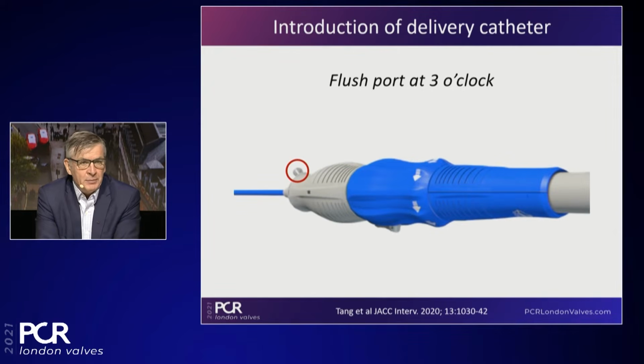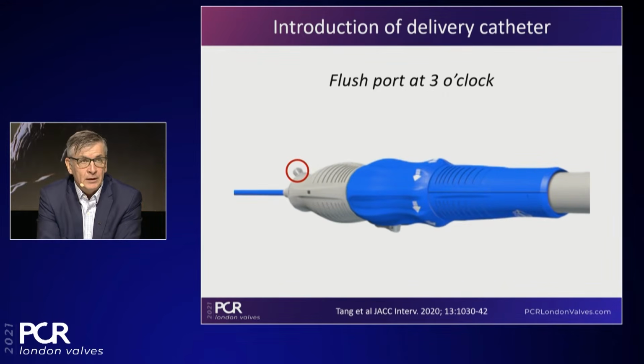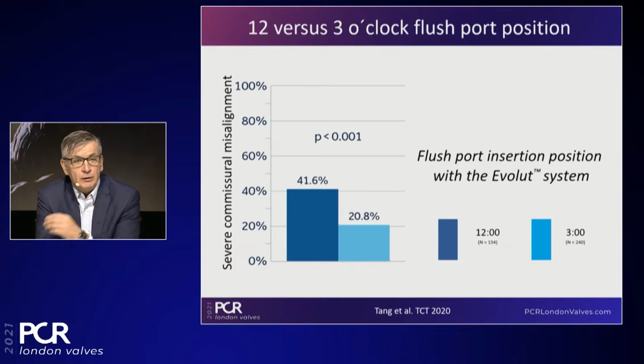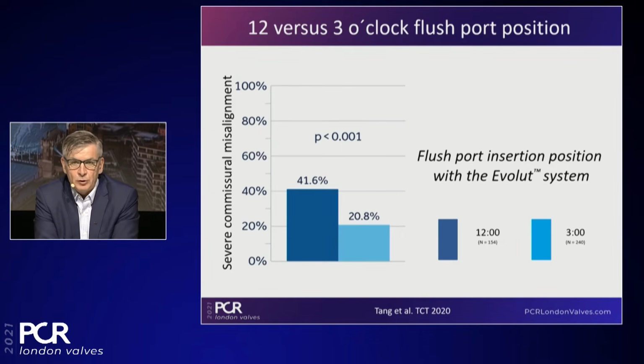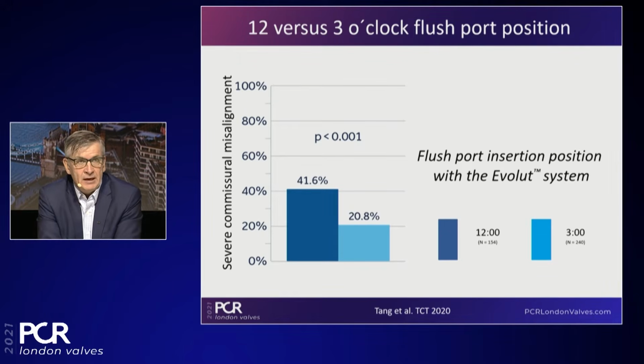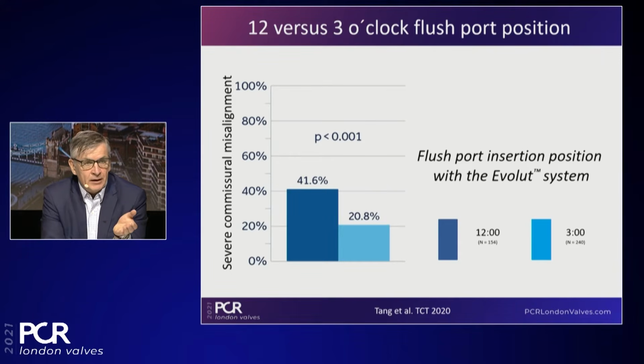But of course, it's going to depend on how tortuous the access vessels are, how the aortic arch is, and how the orientation of the aortic valve in the thorax is. And you can see here that this is Gilbert's own data. With the flush port at 12 o'clock, you have 40% of the patients with severe commissural misalignment. And going to 3 o'clock, it's still 20%, the same number as we saw in the ReAccess trial. So it's better than not to do it, but it's still not sufficient.